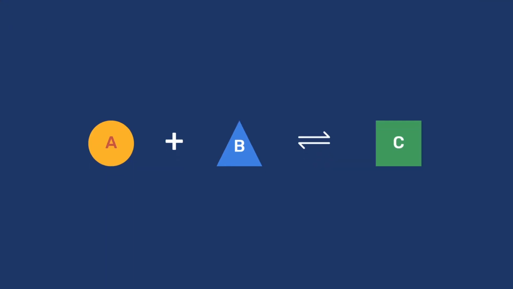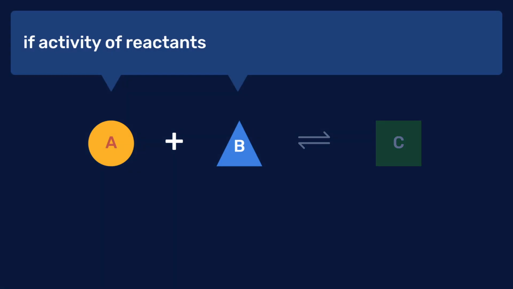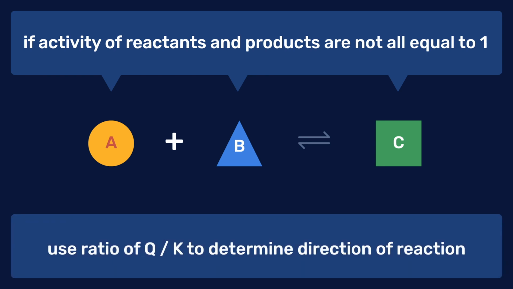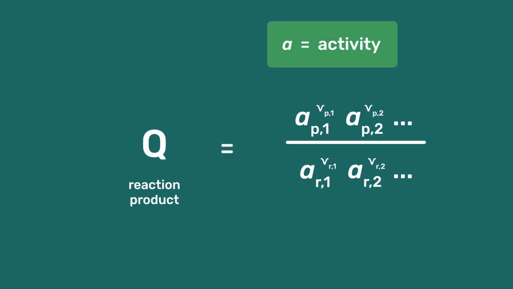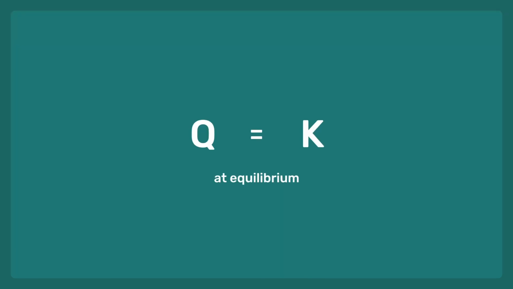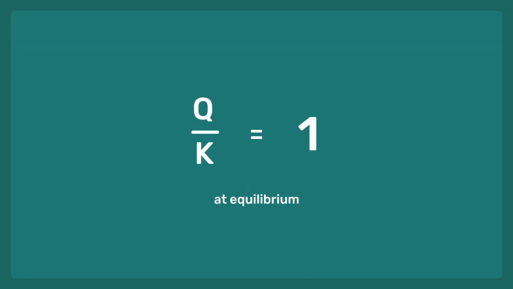To consider more general cases where the activities of the reactants and the products are not all equal to 1, we look at the ratio of Q over K. Remember that Q is the reaction product obtained using the activities of the compounds as found in the system, while K is the specific value of Q at equilibrium. This means that Q over K is equal to 1 at equilibrium.